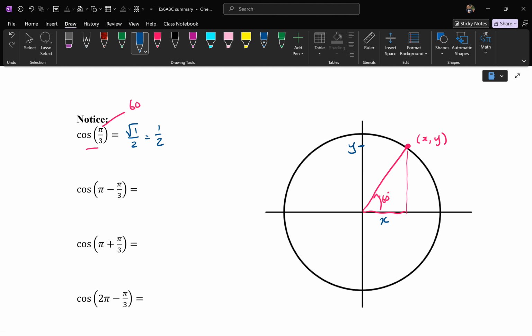What does that mean? Cos is your x value. So I'm telling you that this length here is half. I haven't worked out sine. I don't care about sine at the moment. Yeah? I'm interested in just cos.